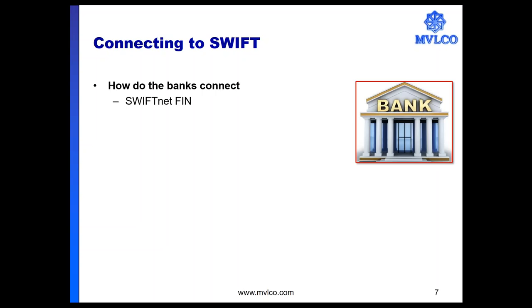Now, when a bank wants to connect to SWIFT, it may use one of its most popular services called SwiftNet Fin. Fin is the longest established SWIFT messaging service. It enables the exchange of messages formatted in line with the SWIFT MT standard, which we are going to discuss now. Fin enables the exchange of messages on a message per message basis. That means you can send messages one by one, and it supports the exchange of proprietary formats also. It's not necessary that every time you send a message, it must be in a format defined by SWIFT.